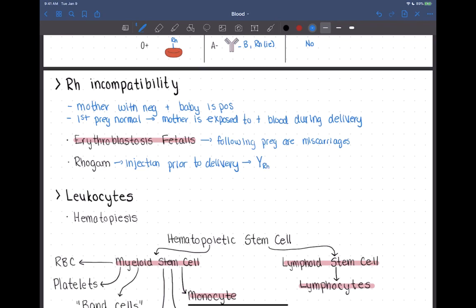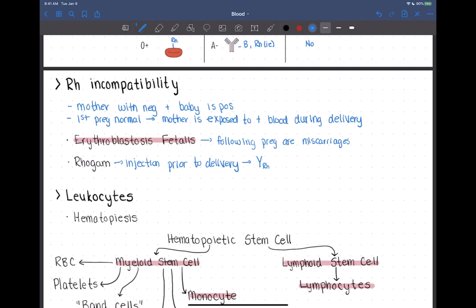The reason this works is you can give the mother this injection right before delivery, and then if some of the baby's positive blood gets into the mother's bloodstream, these antibodies you've injected will take care of it, and it won't trigger the immune system to start making its own antibodies. It's like the antibodies you injected just take over and get rid of that foreign blood, and there's no problem.